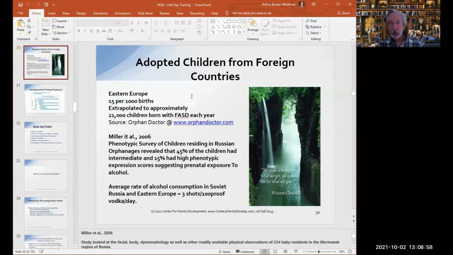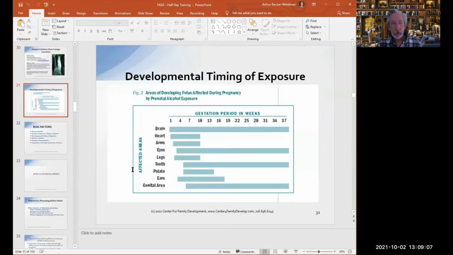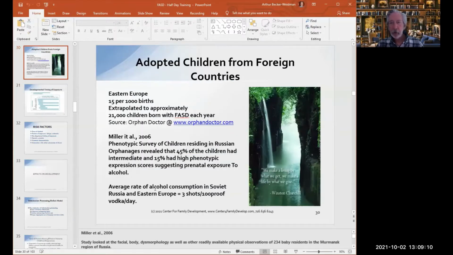Children adopted from foreign countries are even more likely to have these problems. In Eastern Europe, what we know is the average rate of alcohol consumption in Soviet Russia and Eastern Europe is 3 shots of 100 proof vodka a day. That's average. Okay? So some people drink more. Certainly the people who have their children removed or who abandon their kids drink more. So there is a high likelihood that a child adopted from Eastern Europe or the former republics of the Soviet Union have been prenatally exposed to alcohol.